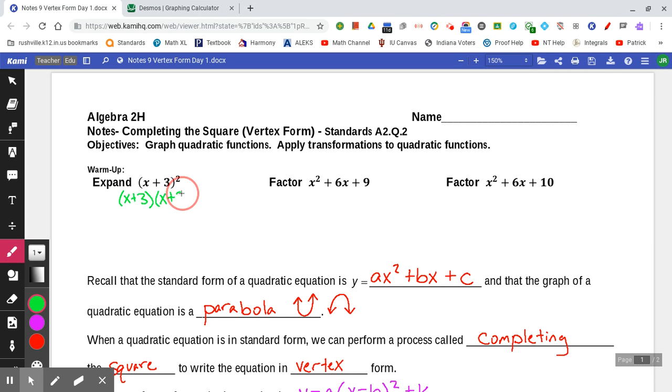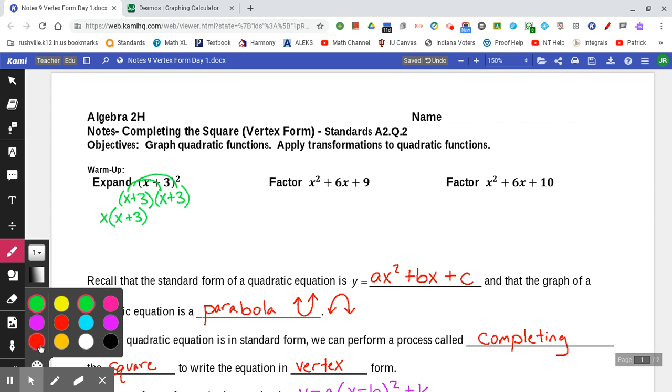So I'm going to take my binomial, x plus 3, and multiply it by x plus 3. What this calls for is repeated distribution. I need to take x and multiply that to my second polynomial, so I'm going to take x and multiply it by x plus 3. And then I need to take positive 3 and distribute that into the second polynomial, which was, again, x plus 3.